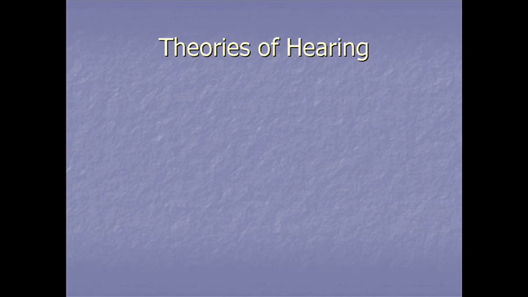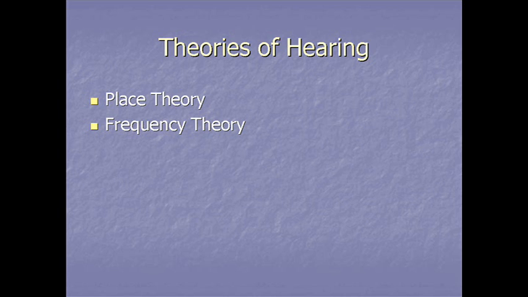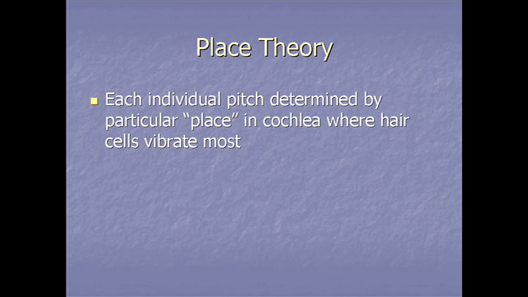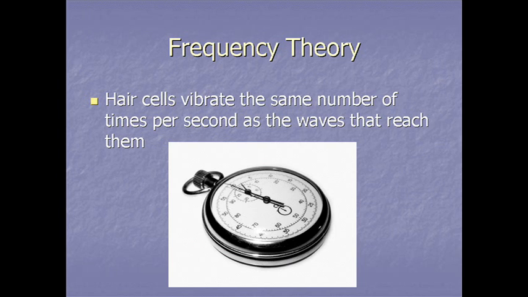Now, just as color vision has two primary theories, there are two theories of hearing for pitch: the place theory and frequency theory. Place theory states that pitch is determined by where in the cochlea the hair cells vibrate the most. Frequency theory, on the other hand, states that hair cells vibrate the same number of times per second as the waves that reach them.